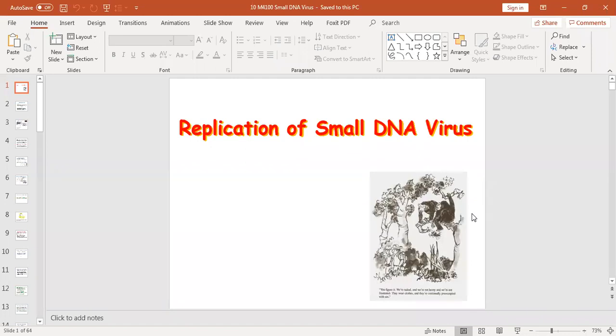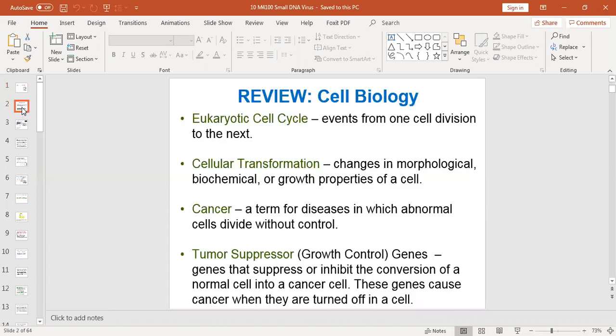Today we're going to start lecturing on replication of small DNA viruses, those viruses whose genome contains DNA and whose size is relatively small. Before getting to that concept, let's have a little bit of a review on some concepts in cell biology. I am confident that all of this terminology is a review for you, but we will go through it regardless.